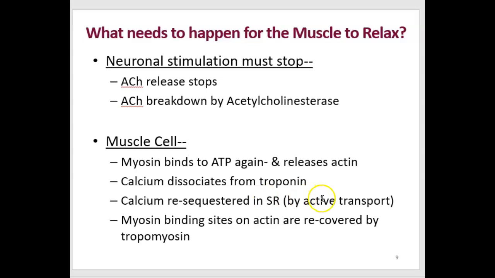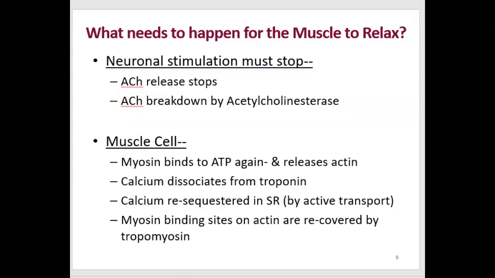Now, what needs to happen for that muscle to stop contracting or to relax? Well, first we need to stop the acetylcholine release, right? So the neuron stimulation needs to stop. And that's going to be somewhere in the brain and the central nervous system and then the peripheral nervous system. But in addition, at the neuromuscular junction, in the synaptic cleft, there's an enzyme called acetylcholine esterase that breaks down acetylcholine.